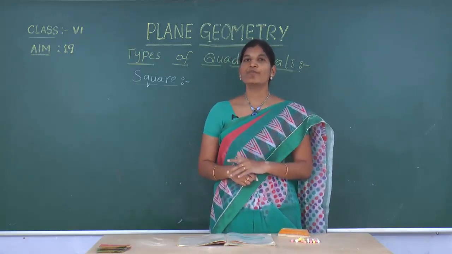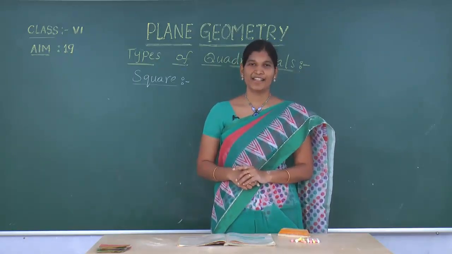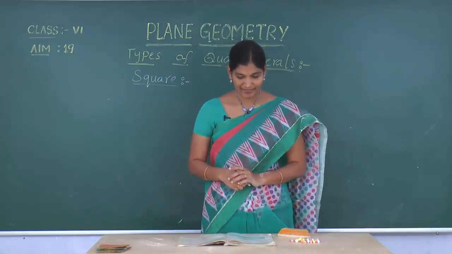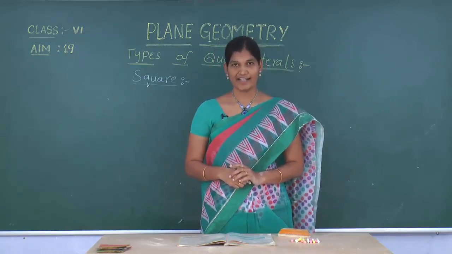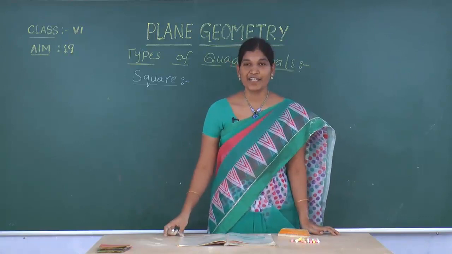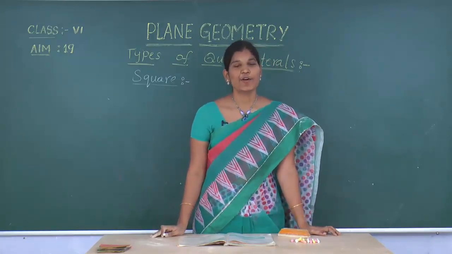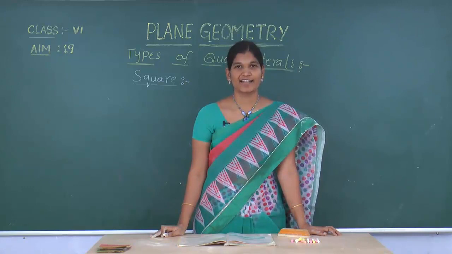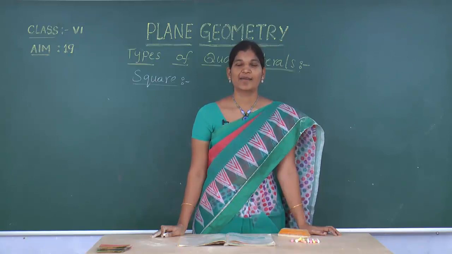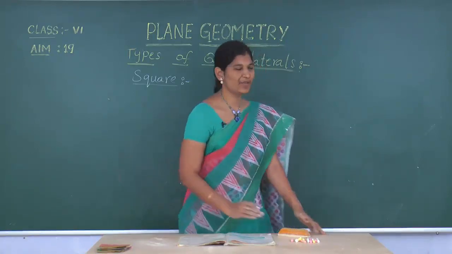Otherwise we can give one more definition also. In a rectangle, if the adjacent sides are equal, then it becomes a square. I am repeating, a square means a rhombus in which one angle is 90 degrees. Or a rectangle in which one pair of adjacent sides are equal becomes a square. Let me write the definition.